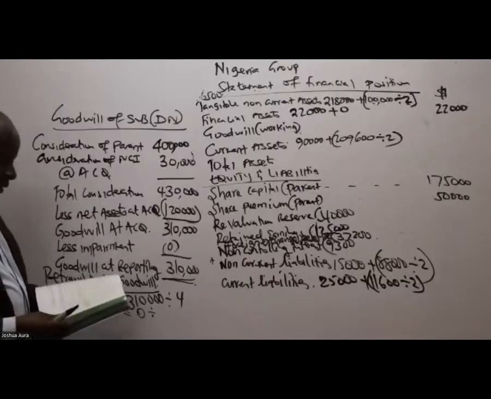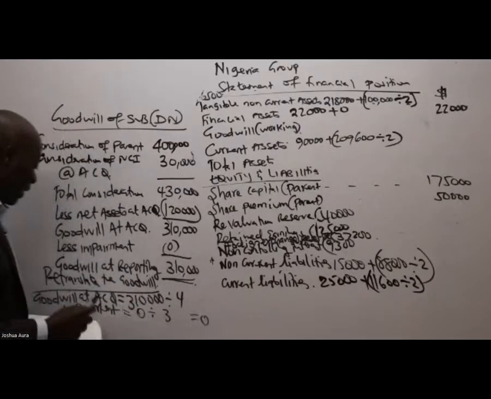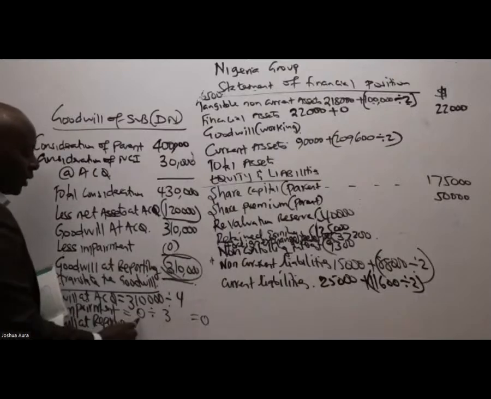For your revision, it comes to 3, so of course this will be 0. And then lastly, we have now goodwill at reporting. Goodwill at reporting is still 310,000.